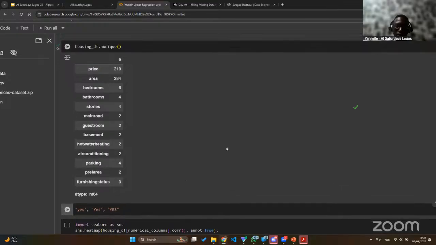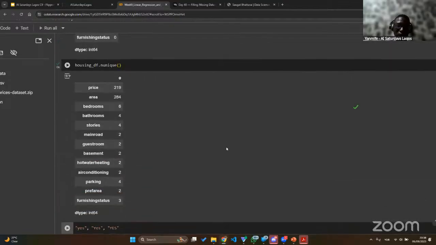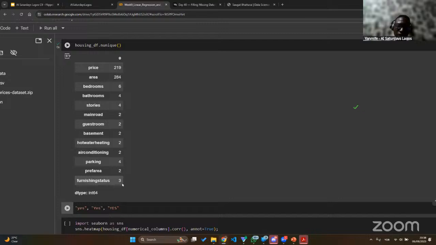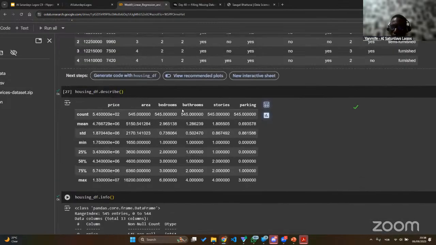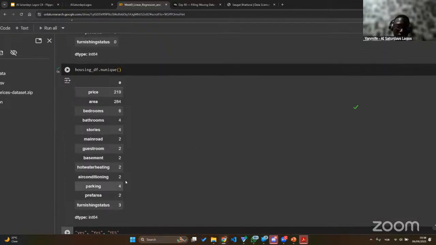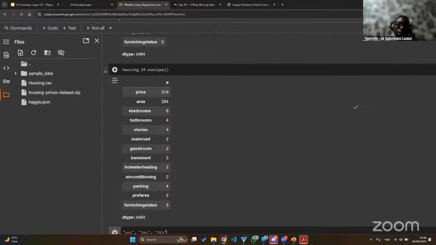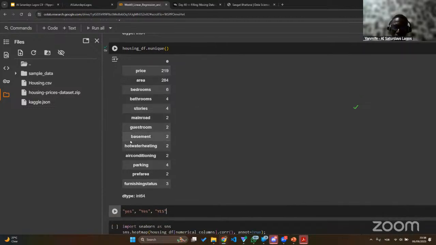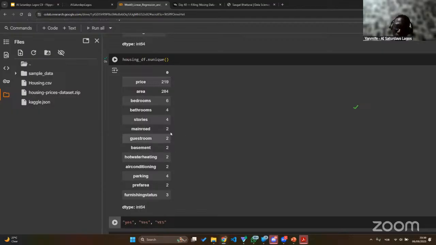So as I'm checking now to see how many unique values I'm expecting: two unique values, and I got two unique values. So that means we are safe. For furnishing status I'm expecting three, I got three. Parking is a numerical value, so I might have more. Price and area are unique numerical values and we are not sectioning them, so you can have as many unique values as possible. That is the reason why for main road, guest room, basement, hot water heating, air conditioning, and preferred area, I have to be sure that they are actually two.